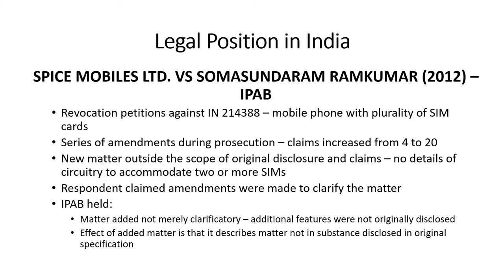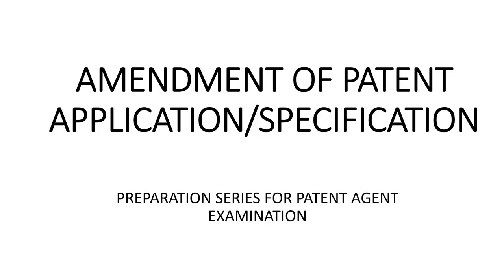Again, the IPAB went into the determination of what was the original scope of the original disclosure that was filed, and found that the matter that was being added was not merely clarificatory, and there were additional features that were being introduced, and those were not a part of the originally disclosed subject matter. Consequently, the IPAB said that the effect of the added matter is that it describes something which was not disclosed in the original specification, and hence it went beyond the scope of the original specification, and thus the amendment was not allowed. So this is all about the legal position very briefly.